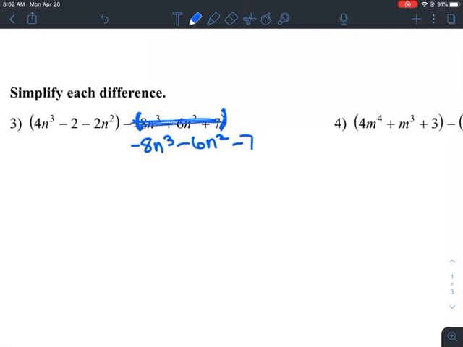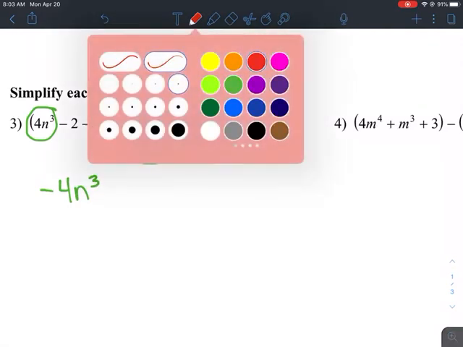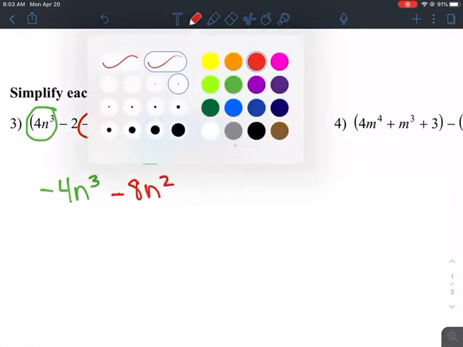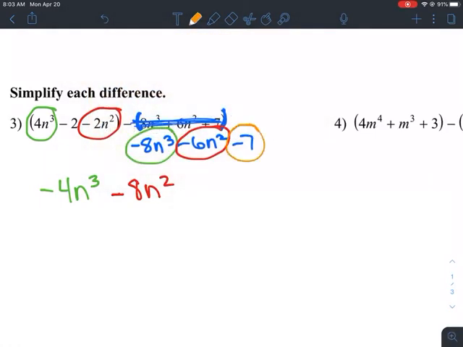Then I'm just going to cross that out, and then I'm just going to combine like terms like I was before. So I'll start with cubed. I have positive 4 and negative 8, which will give me negative 4n cubed. Then I've got the squared. So negative 6 and negative 2 makes negative 8n squared. And then last, I have my constants. So negative 7 and negative 2 makes negative 9. And then I'm done.